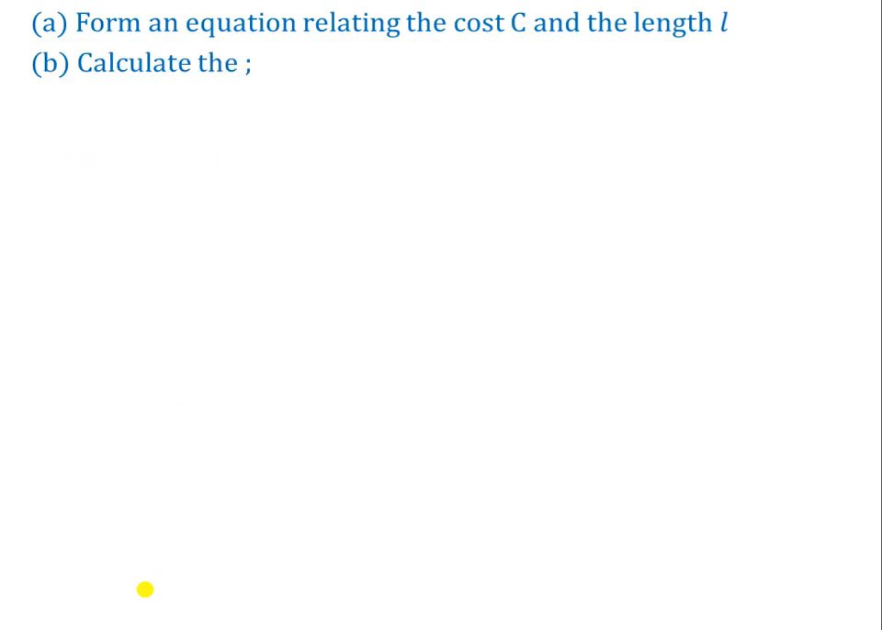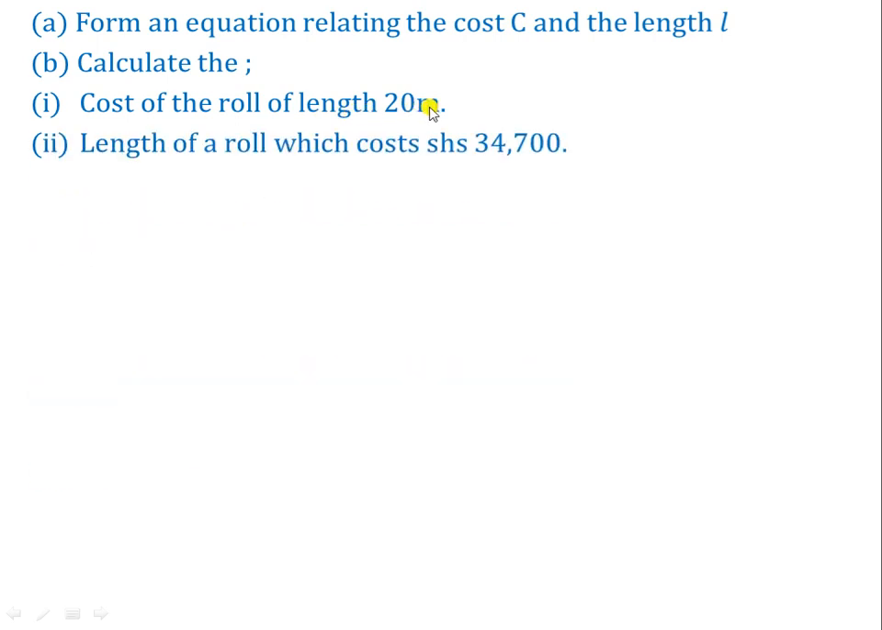Part A of the question tells us to form an equation relating the cost C and the length L. Part B, calculate the cost of a roll of length 20 meters. And part B, Roman 2, calculate the length of a roll which costs shillings 34,700. I beg your pardon on that. Let's look at the solution.